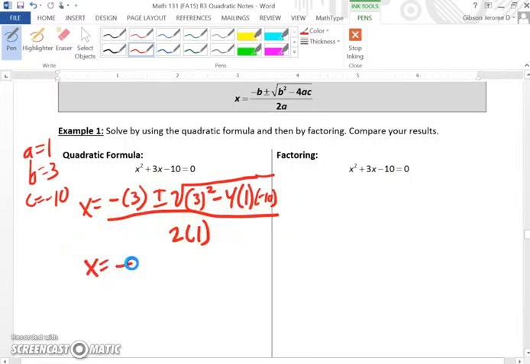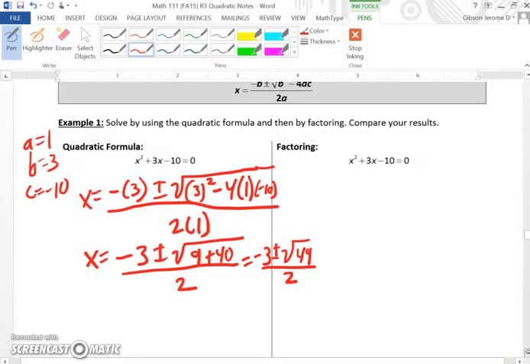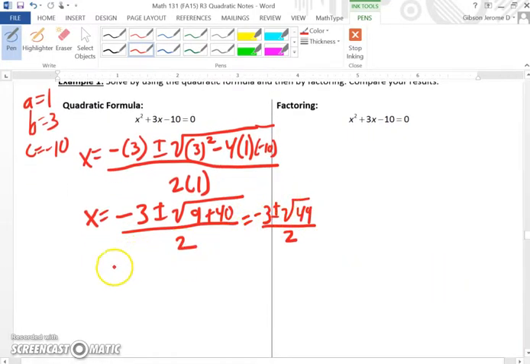So now we will have X is equal to -3 plus or minus the square root of 3 squared, which is 9, minus 4 times 1 is -4, times -10 is positive 40. And that's divided by 2 times 1, which is 2. Now we will have -3 plus or minus the square root of 49 all over 2. Now, -3 plus or minus the square root of 49, which is 7, all over 2.